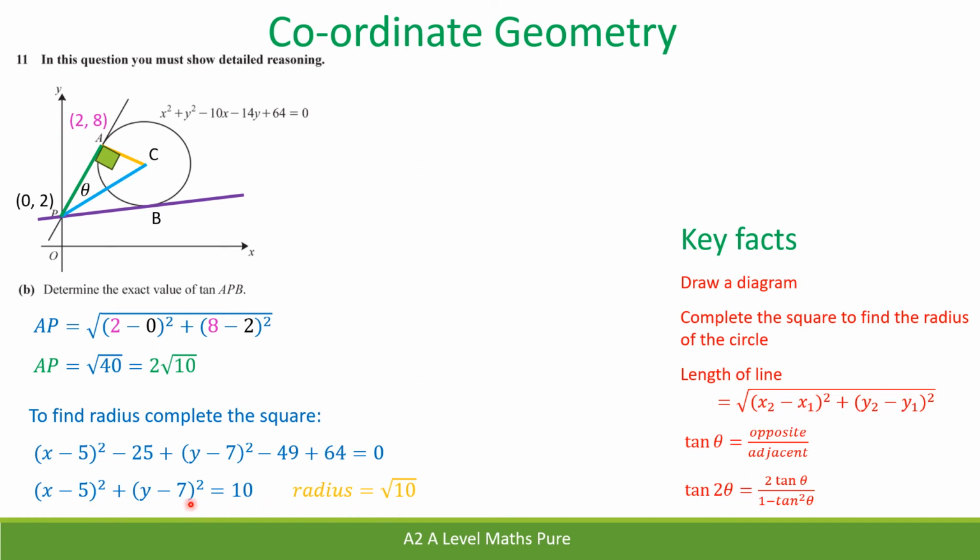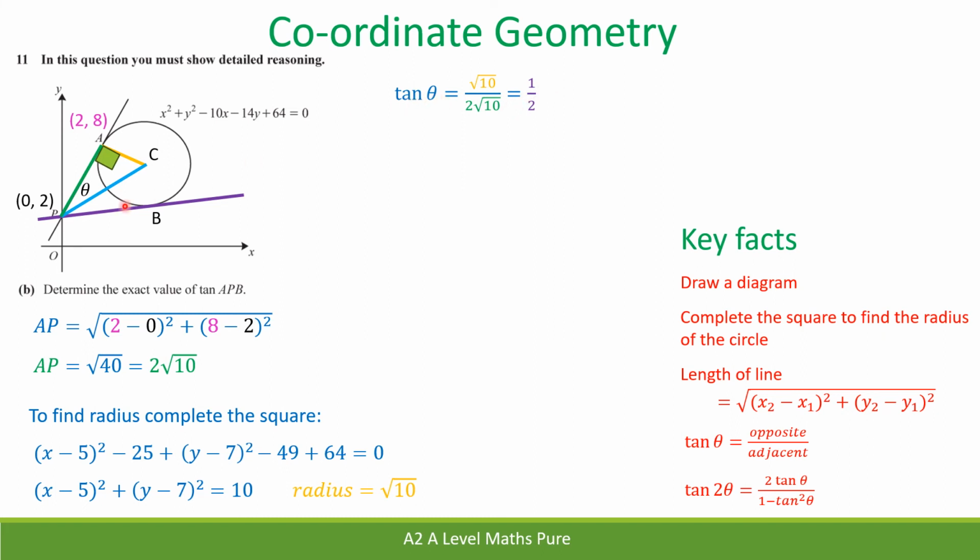So this is x minus a all squared plus y minus b all squared is equal to r squared, where r squared is going to be 10, so the radius will be root 10. Now I've got the length AP and I've got the radius. So I've got this distance here, which is the adjacent, and the distance of the radius, which is AC, which is the opposite. I'm going to use this formula here for tan theta is the opposite divided by the adjacent. So the opposite is root 10 divided by 2 root 10. The root 10s cancel, leaving me with a half.